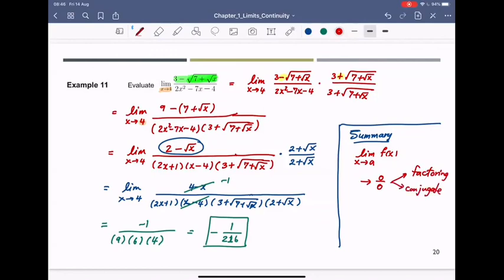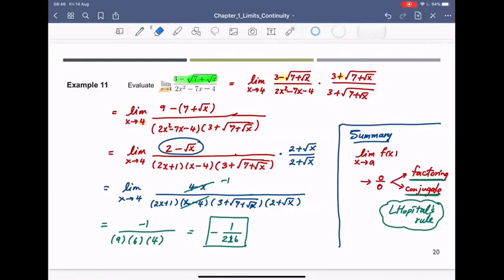For those of you who already know the L'Hopital rule, some of you are going to say, hey, Ajahn, I know L'Hopital rule already. Can I use the L'Hopital rule? The answer is no. We're going to learn the L'Hopital rule in chapter 5, so we have not done it yet. If you use the L'Hopital rule, it means you use something that we have not covered to solve the problem. So you will not get the credit if you use the L'Hopital rule. You have to use factoring or conjugate.